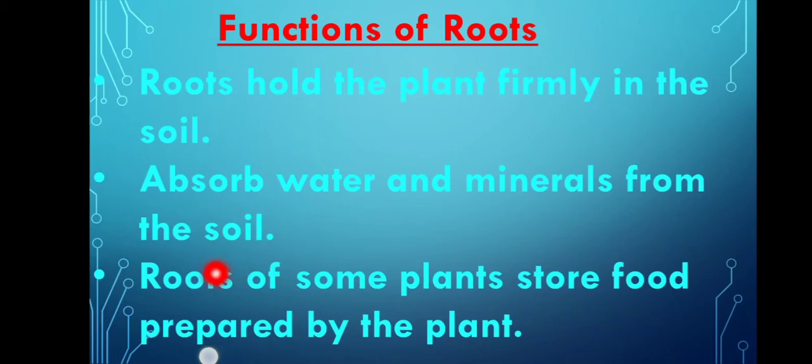Third one, roots of some plants store food prepared by the plant. So we know leaves prepare food for the whole plant, and some roots store food prepared by these leaves. Plants such as carrot, radish and beetroot store food prepared by the plant. So these are the different functions of roots.